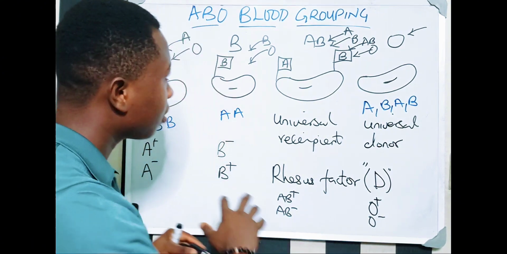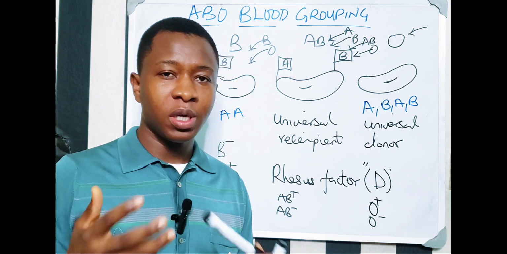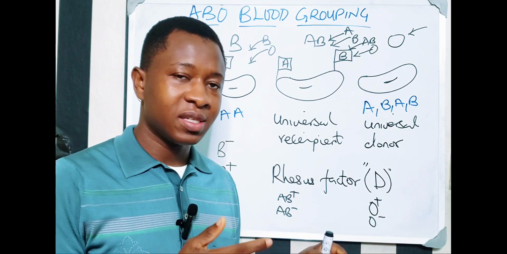That is that about the ABO blood grouping system. In my next video, I'll be talking about how the Rhesus factor affects blood transfusion.